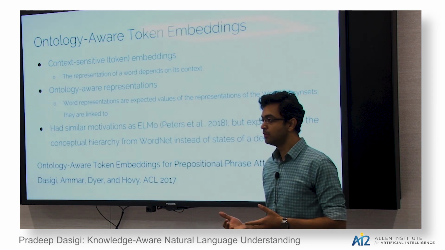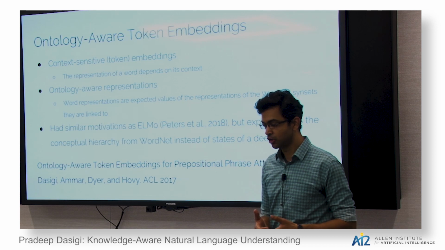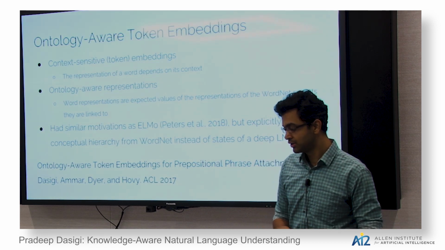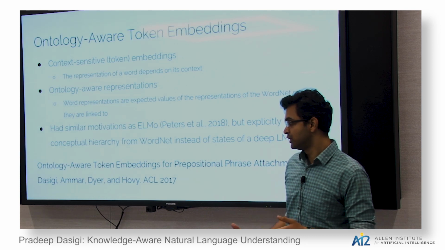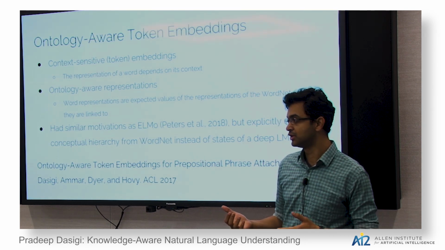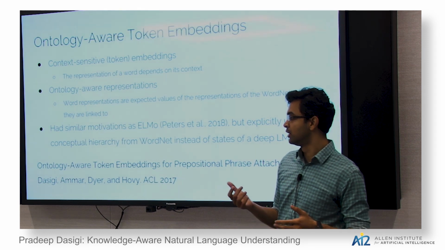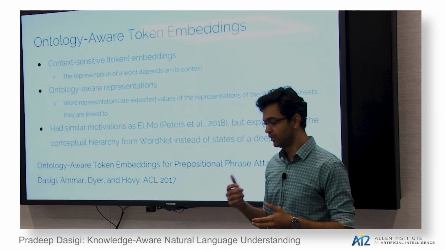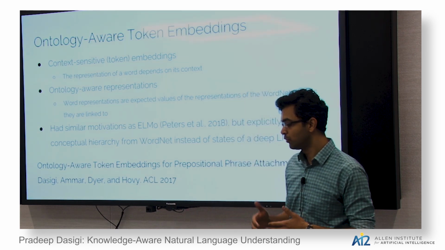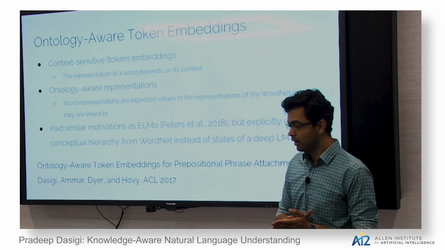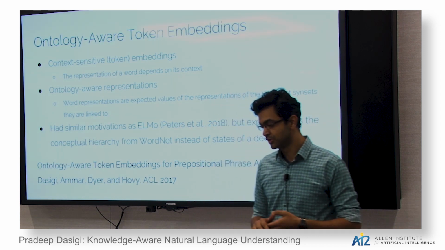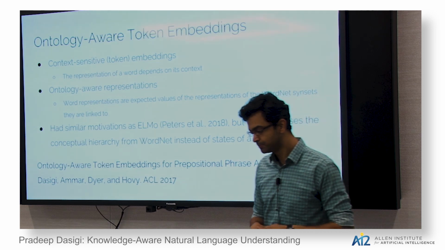So the solution we propose to address these shortcomings is to build ontology-aware token representations. By token representations, I mean context-sensitive vector representations, such that the word vector representation varies given the context. And we also ground them in ontologies. Particularly, we choose WordNet. The word vector representations are defined as expected values of the representations of WordNet synsets that they're linked to.